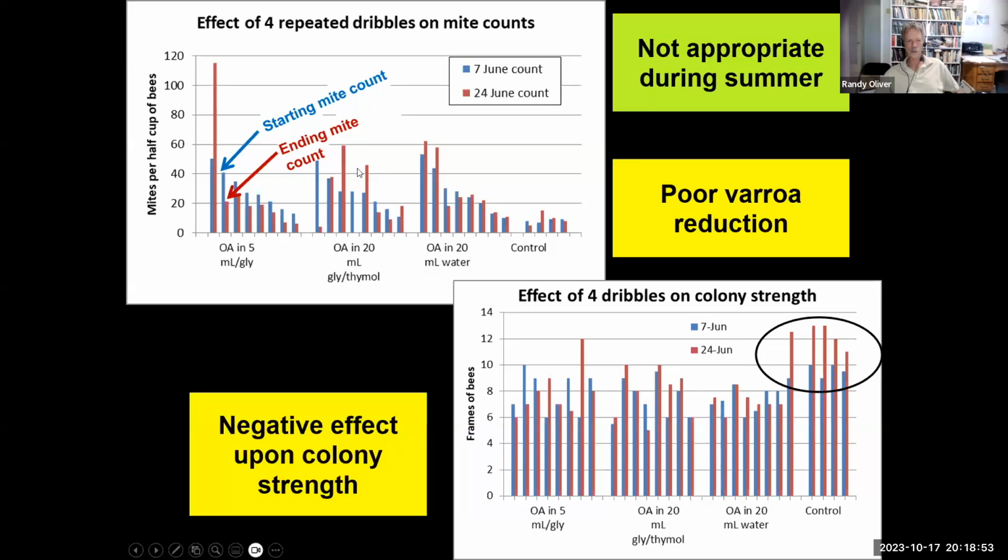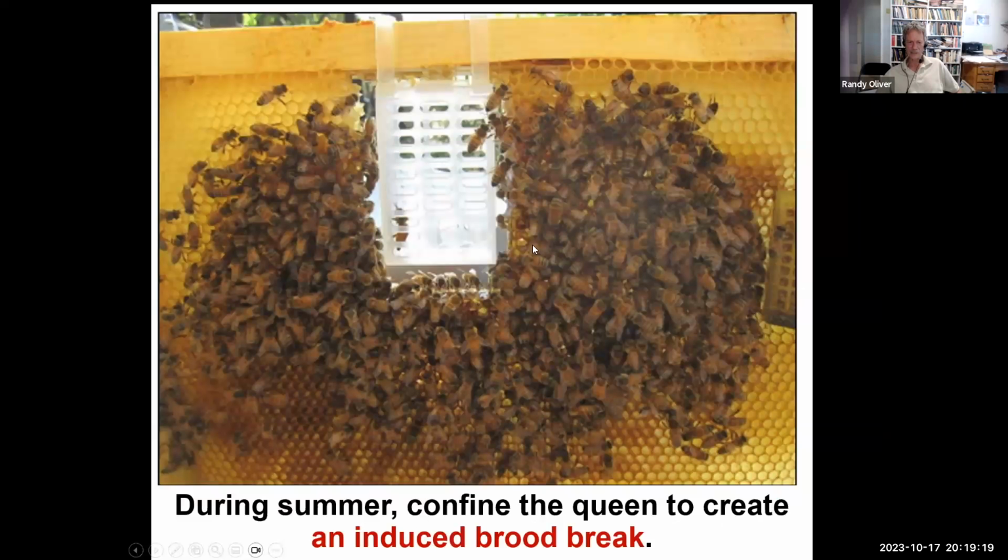But I also measured colony strength at beginning and end. And you notice the red end of trial, very few of these colonies that were dribbled grew, but the control group all grew. So there apparently was an adverse effect from multiple dribbles. We don't tend to see that with oxalic acid vaporization. So that would be the advantage of vaporization during the summer.